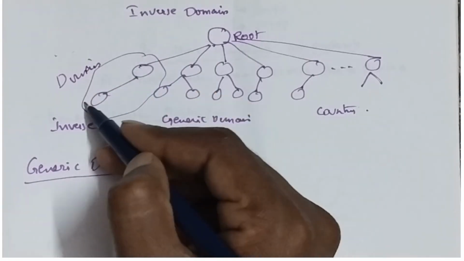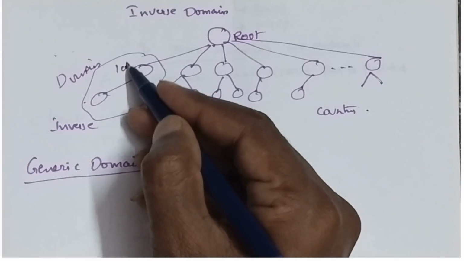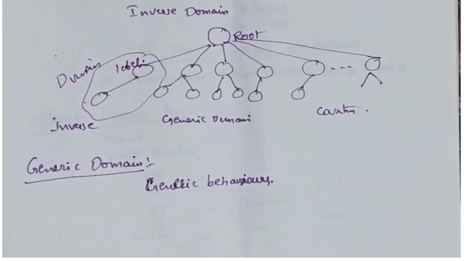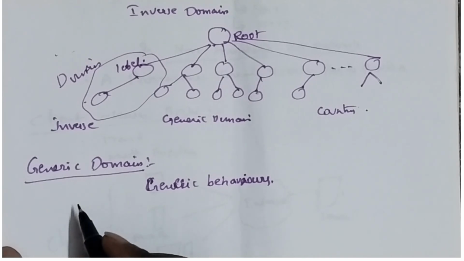Each node contains a label. A label is nothing but a name. It uses three-character labels, and these labels describe the organization type. For example, generic domains.